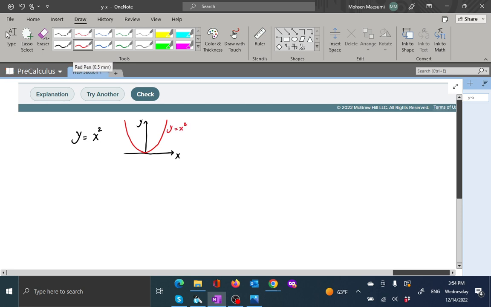Imagine a wire bent in the shape of this red curve. Perhaps we want to move that wire to the right. Perhaps we want to move it to the left. Perhaps we want to go up. Perhaps we want to go down. The question is, what should I do to the equation so that the graph is going to do what I want to do to it?